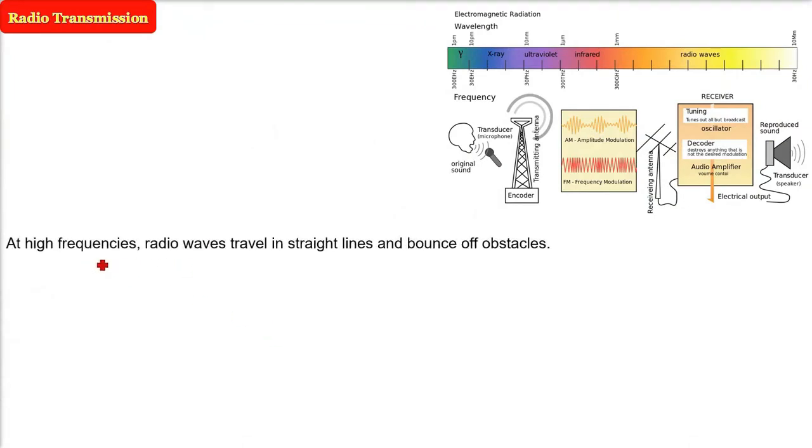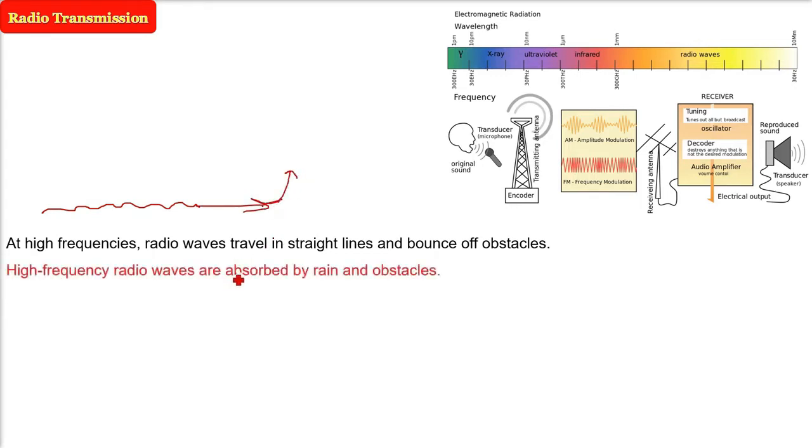Okay, coming to the high frequencies. At high frequencies, these radio waves almost travel in straight lines, and they also bounce off the obstacles. That is, if some obstacles are there, they will strike the obstacle and bounce off. Therefore the high frequency radio waves are also absorbed by rain, water, and obstacles. The low frequency waves are not that much absorbed by rain and obstacles because the wavelengths are higher. So high frequency radio waves are absorbed by rain and obstacles.